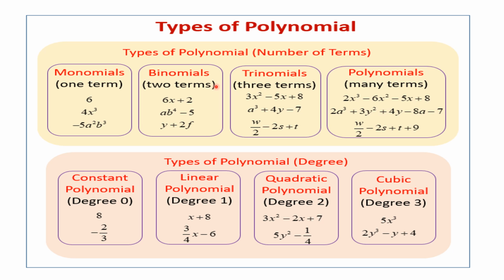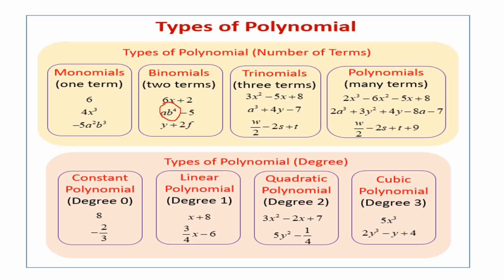Then, for binomials, it is a polynomial that consists of two terms. So, for example, 6x plus 2. Our first term here is 6x. Then our second term here is 2. Next, we have a to the exponent of 4 minus 5, where our first term here is a to the exponent of 4. Then our second term is 5.